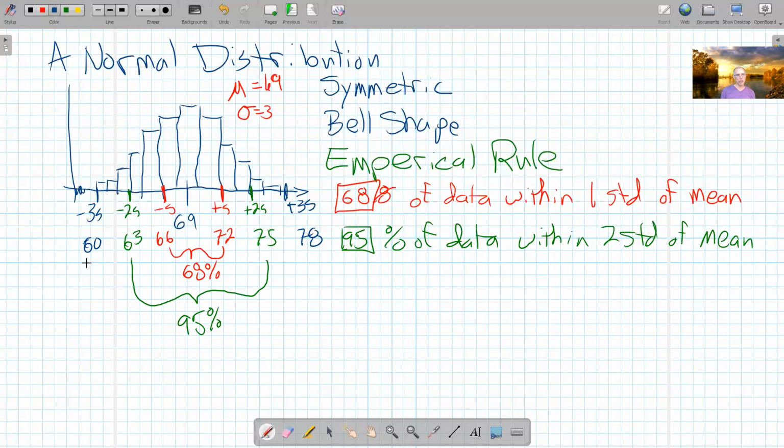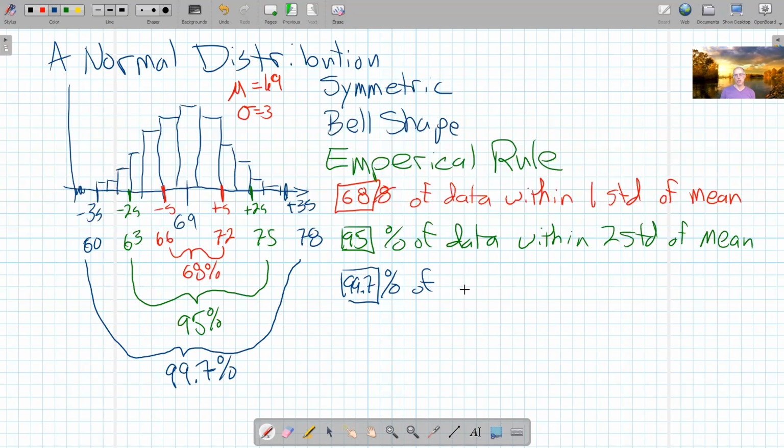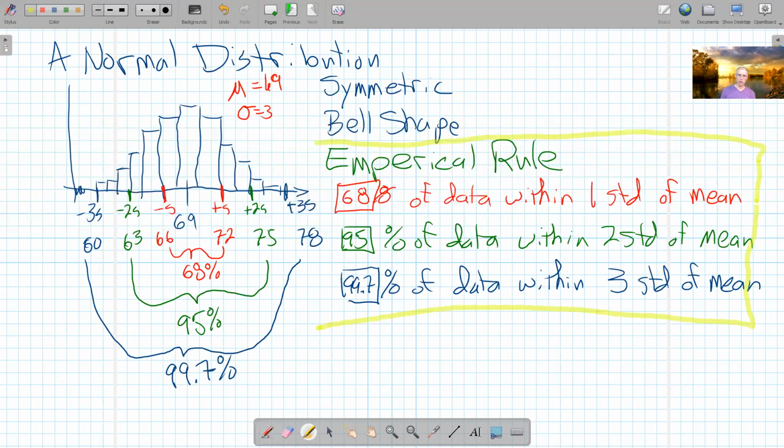And then if we look within 3 standard deviations, so if we look at our data set and we count up how many numbers are from 60 all the way up to 78, then in that case, I think it's about 99.7, if I remember right, percent of the data. So 99.7% of data is within 3 standard deviations of the mean. And this altogether, this lower part, is what we refer to as the empirical rule.